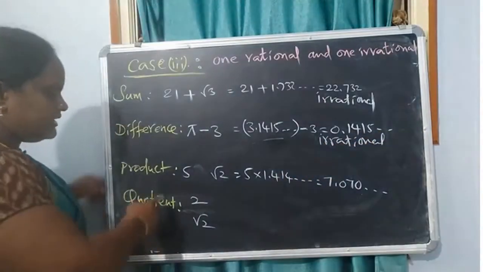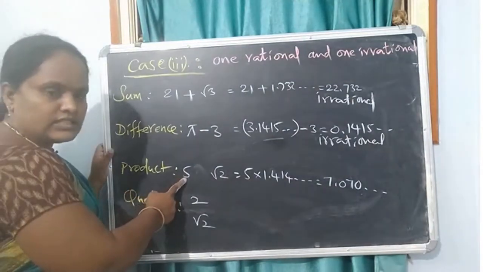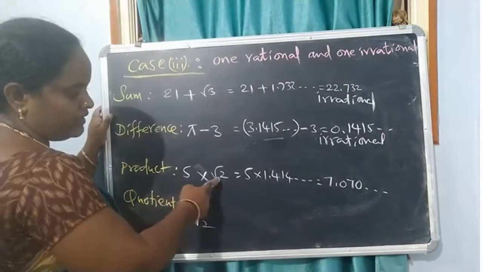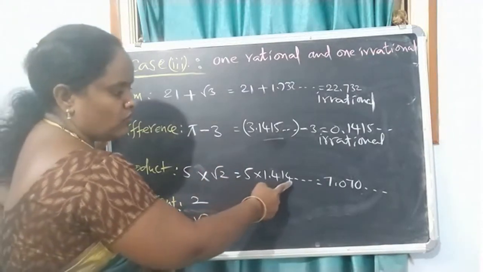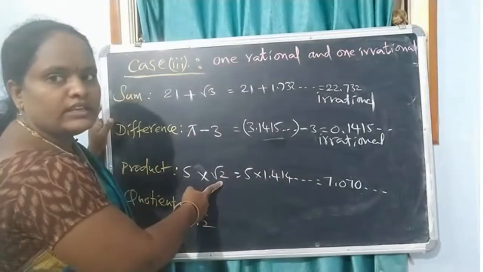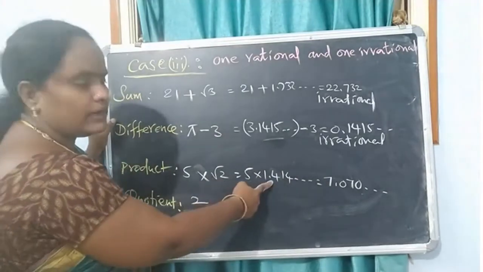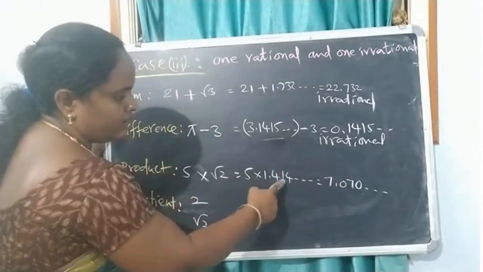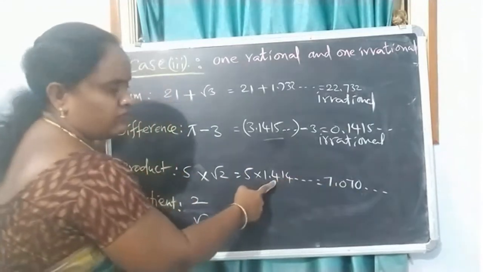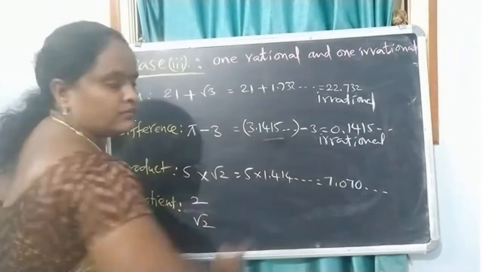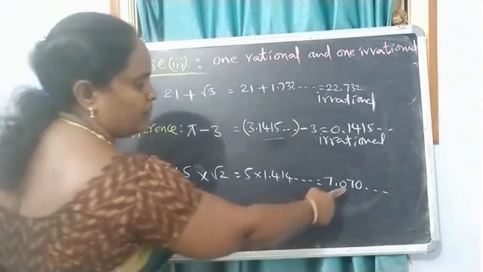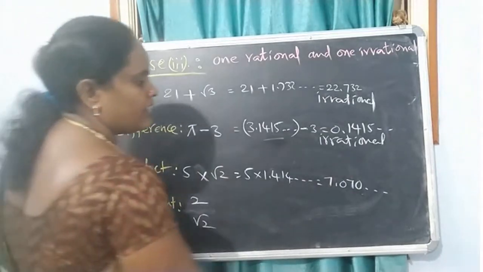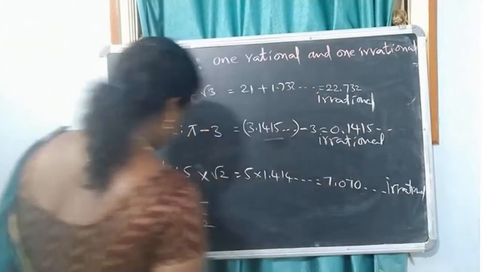Now let us move on to the product. One rational, that is 5. Root 2 is irrational. I am going to multiply. Then the result is 5 into root 2, whose value is 1.414 and so on, which we have found using the long division method. Non-terminating, non-repeating decimal. If I multiply, 5 4s are 20, 0, 2 carried, 5 1s are 5 plus 2, 7. So 7.070. Once again, this is a non-terminating, non-repeating decimal. This is called irrational. Let us move on to the quotient.